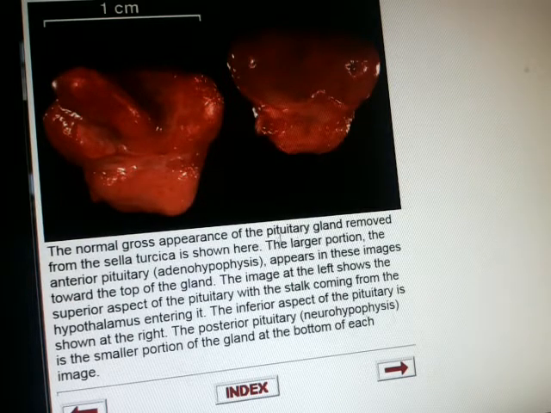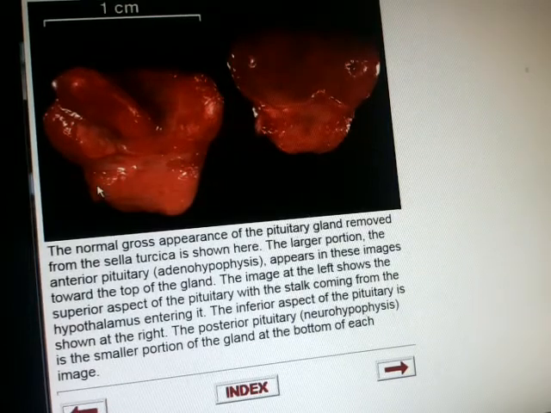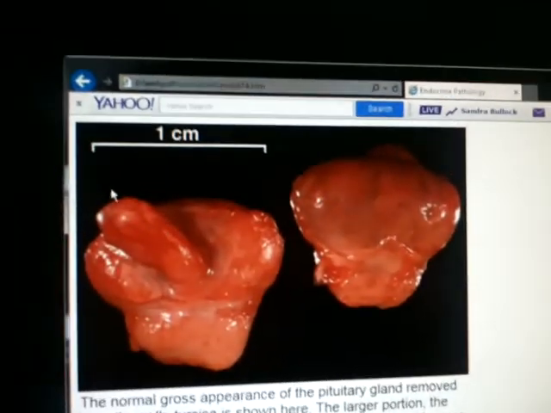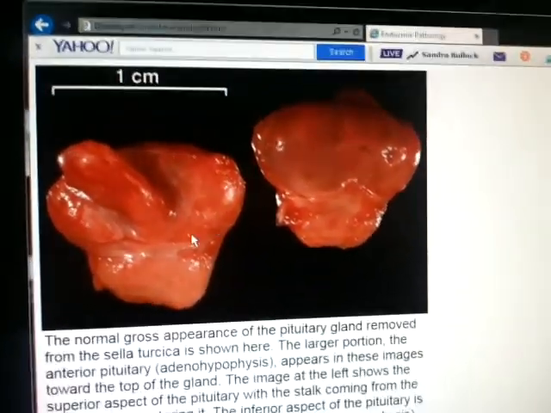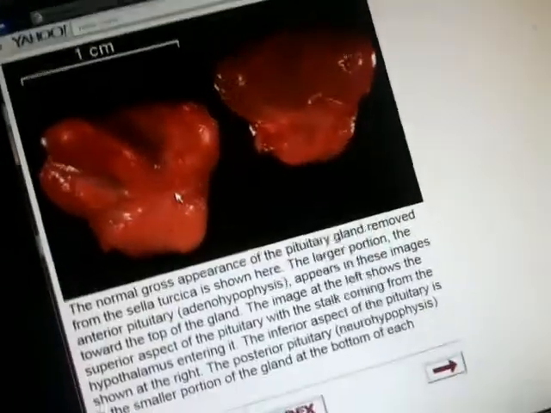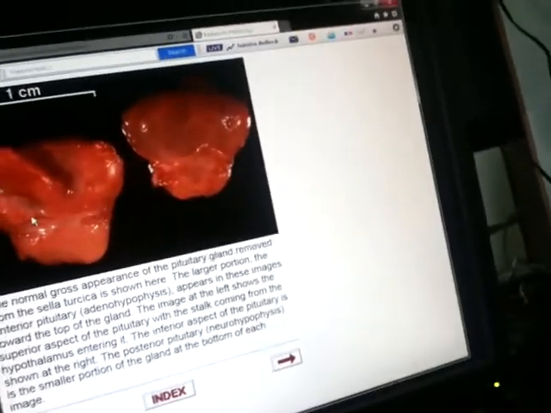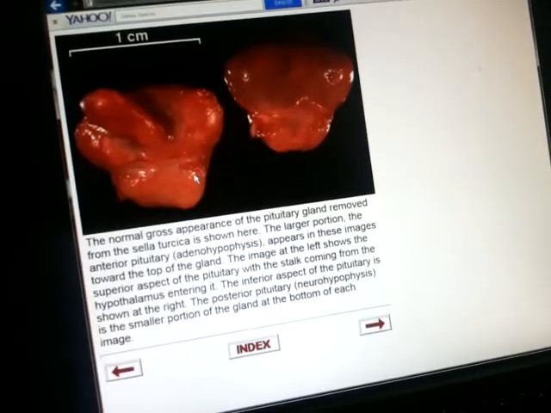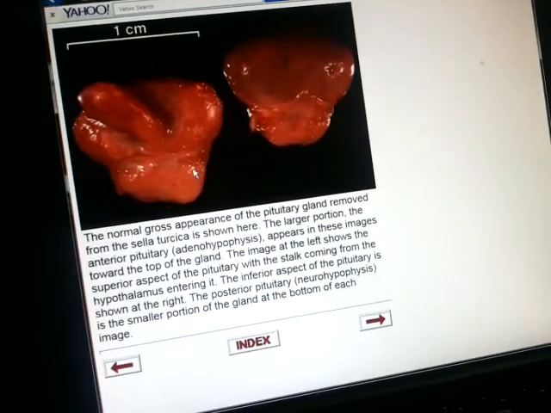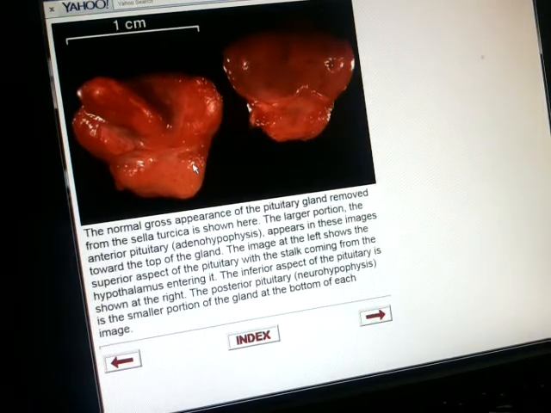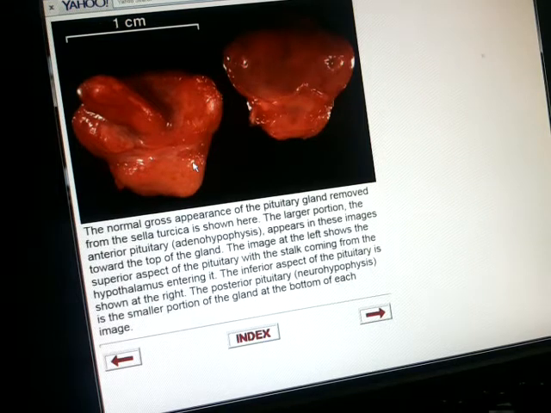This is the normal pituitary gland. This is the superior view and this is the inferior view. This is the stalk and this is the anterior pituitary lobe. This is the posterior pituitary lobe. The anterior lobe is known as adenohypophysis, while the posterior lobe is known as neurohypophysis. Why? Because the anterior lobe contains specialized cells that secrete hormones and so is known as adenohypophysis.